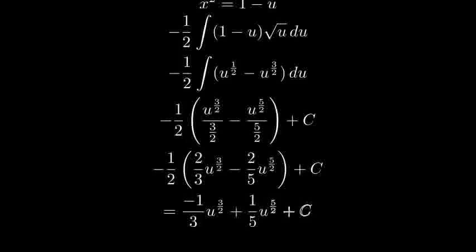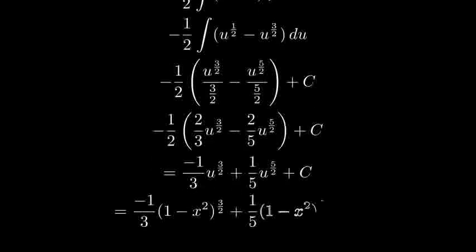Finally, we distribute minus 1/2 into our terms, giving us u to the power of 3 halves over 3 minus u to the power of 5 halves over 5 plus c. Now remember our substitution. u is 1 minus x squared. Let's plug back in u.